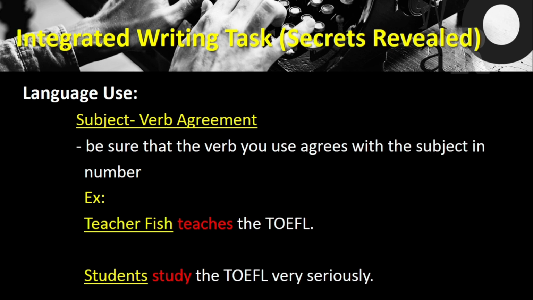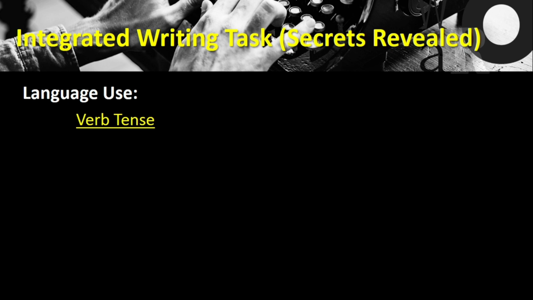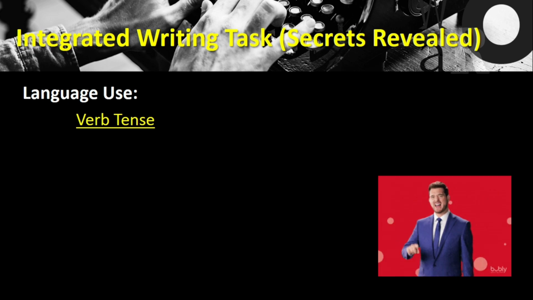The next thing that the TOEFL raters will check is verb tense. Aside from it being one of the easiest to catch, it is also one of the most basic rules of grammar. So be very careful with your verb tenses.